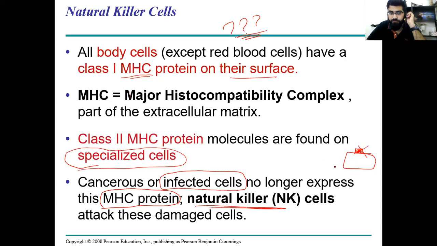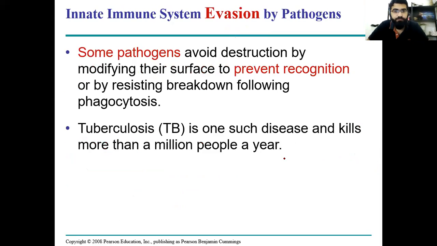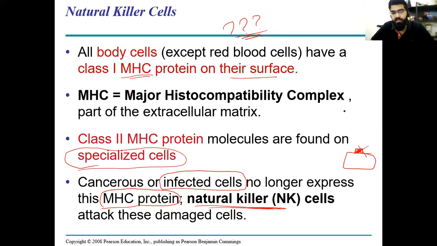Okay, guys, is it clear? Some pathogens, for example bacteria, have MHC different than your body's MHC, right? So that's how your immune system recognizes this is a pathogen, so the natural killer cells destroy it. Got it?